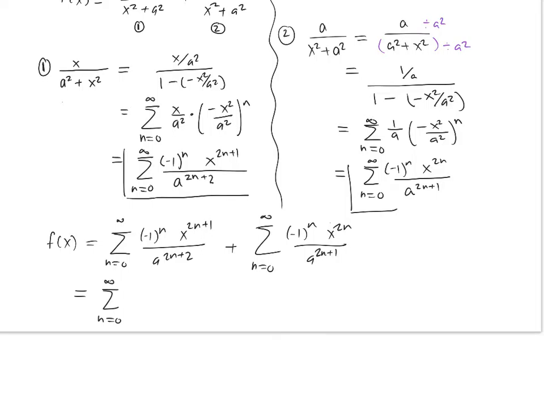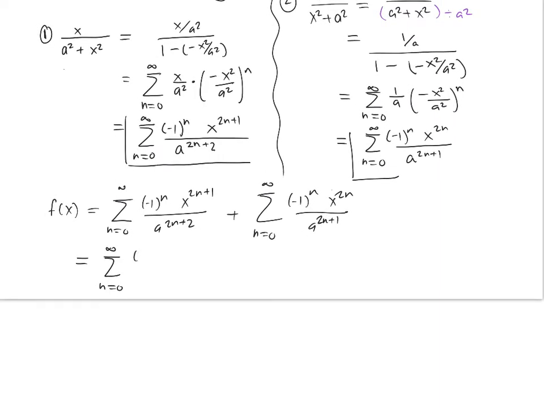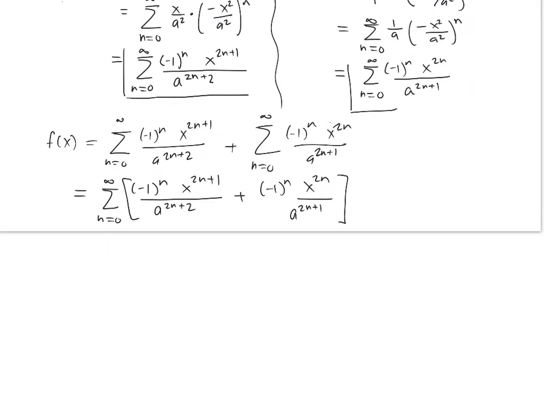You can't add those, there's no common denominator. Oh, wait, I mean, you add them within the sum. Within the sum, yes, exactly, like this. A to the 2n plus 2 plus negative 1 to the n, x to the 2n, a to the 2n plus 1, like this. And then just factor out any greatest common factors if there are any, and I think there are quite a few, don't you agree?